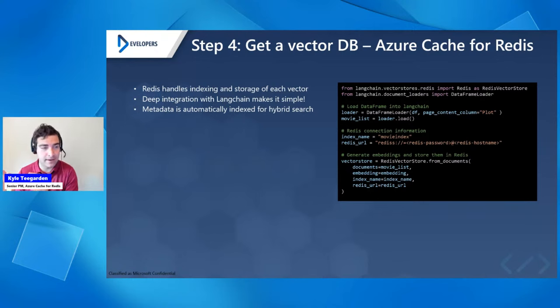So I'm referencing my Redis instance running on Azure. And then I basically just run a function to load all of the data frame data into LangChain, generate embeddings on that data, and then save that all to my Redis instance. So it's all on that Redis vector store from documents function. That does all sorts of things behind the scenes for us, which makes our lives really easy. When I run this code, it'll take 5 to 6 minutes to run through all the data, generate our embeddings, load it in Redis, and we're good to go.